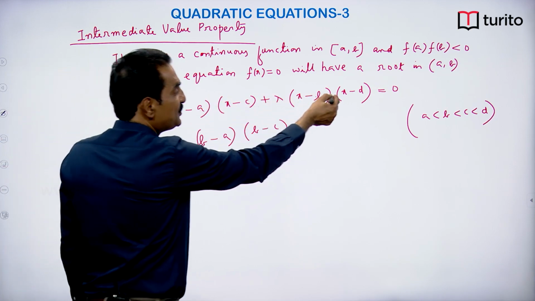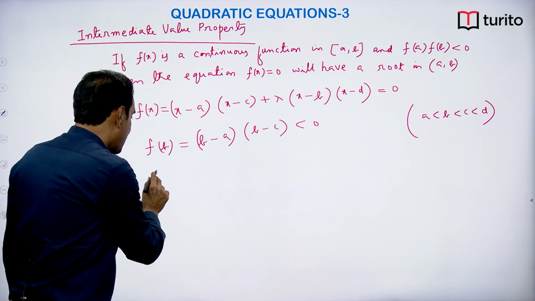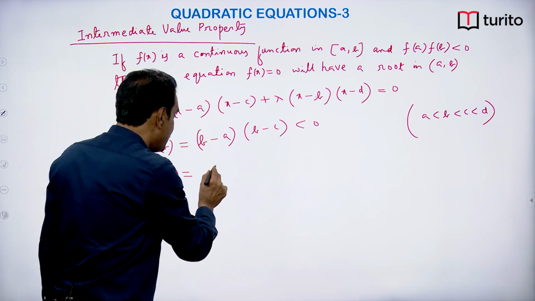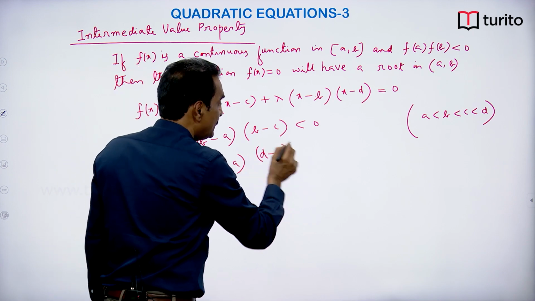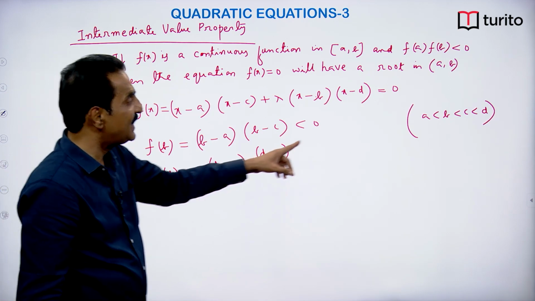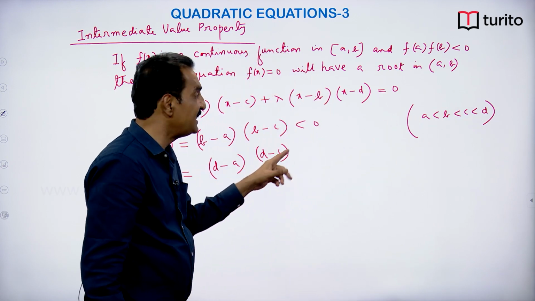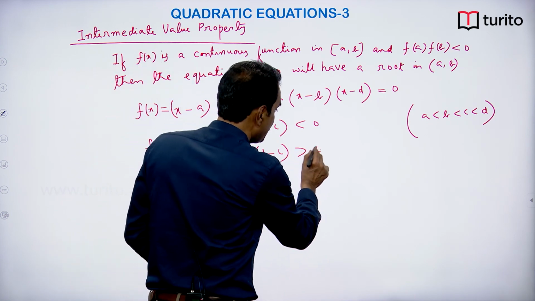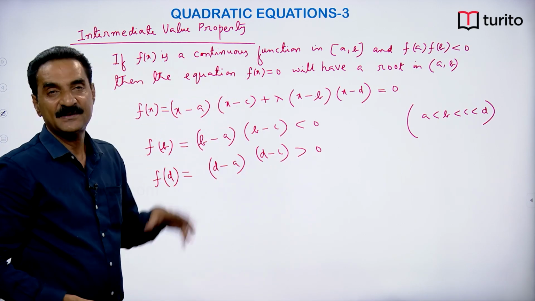Now, substitute d, because for x is equal to d also the second term is 0. If we substitute x is equal to d, f of d will be (d minus a) into (d minus c) plus 0, second term is 0. Now, what is d minus a? d is the largest of the 4 numbers, so d minus a is positive. Next, d minus c is also positive. So, positive into positive is positive. At b, f of x is negative, at d, f of x is positive.